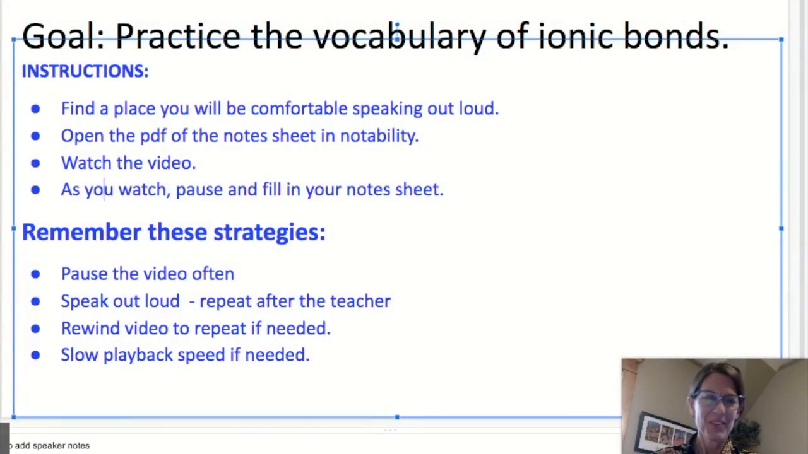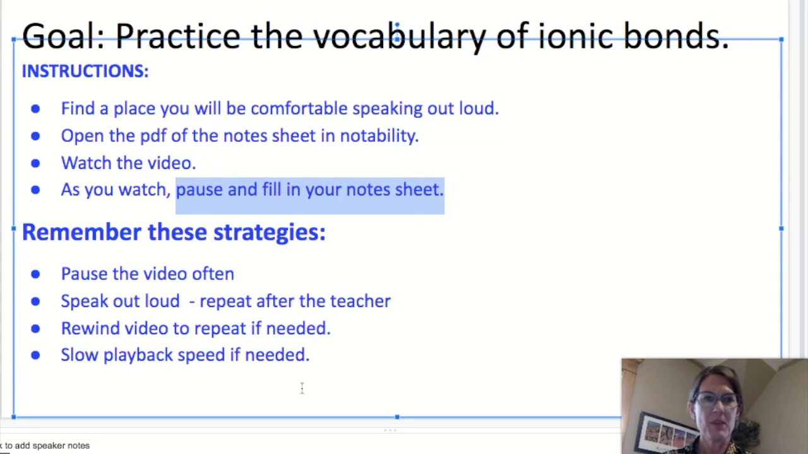Hi, we're going to learn and practice some vocabulary for ionic bonds. So the instructions here tell you to find a place where you will be comfortable speaking out loud, open the PDF and use the notes sheets in Notability, watch the video, and as you watch, make sure that you pause and highlight and fill in your notes sheet.